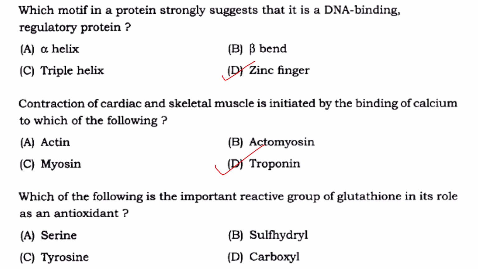Then next one, which of the following is the important reactive group of glutathione in its role as an antioxidant? It is the sulfhydryl or the SH group. Now this group can donate its hydrogen atom to free radicals and neutralize them and protect the cell from oxidative damage.